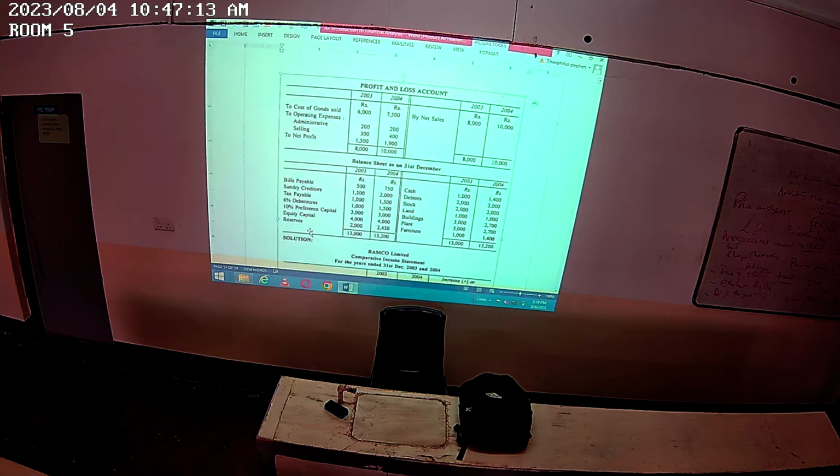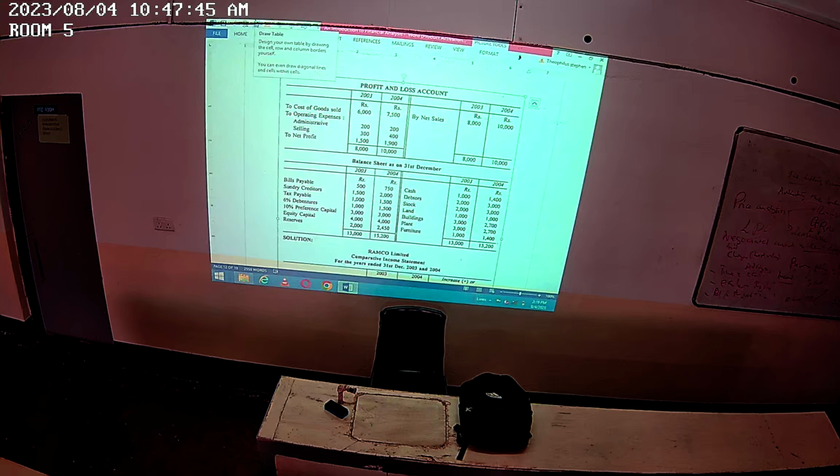You have those two statements. The first one is the profit and loss account for the years 2003 and 2004. Likewise, you have the balance sheet for the respective years. So we are saying we need to come up with a comparative statement. The question is, how do we prepare a comparative statement from those two?